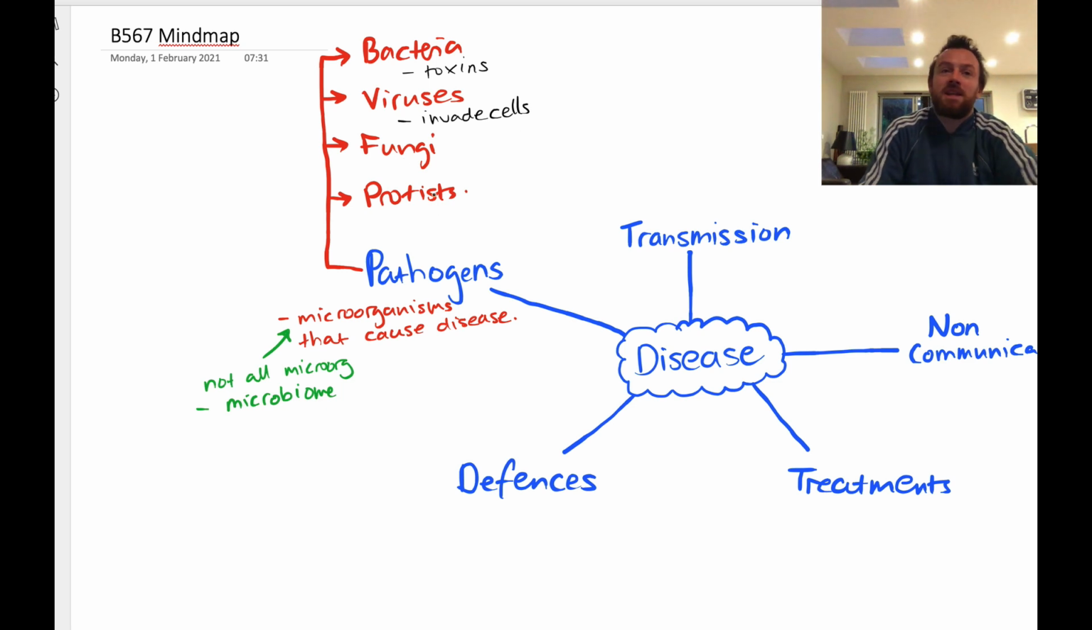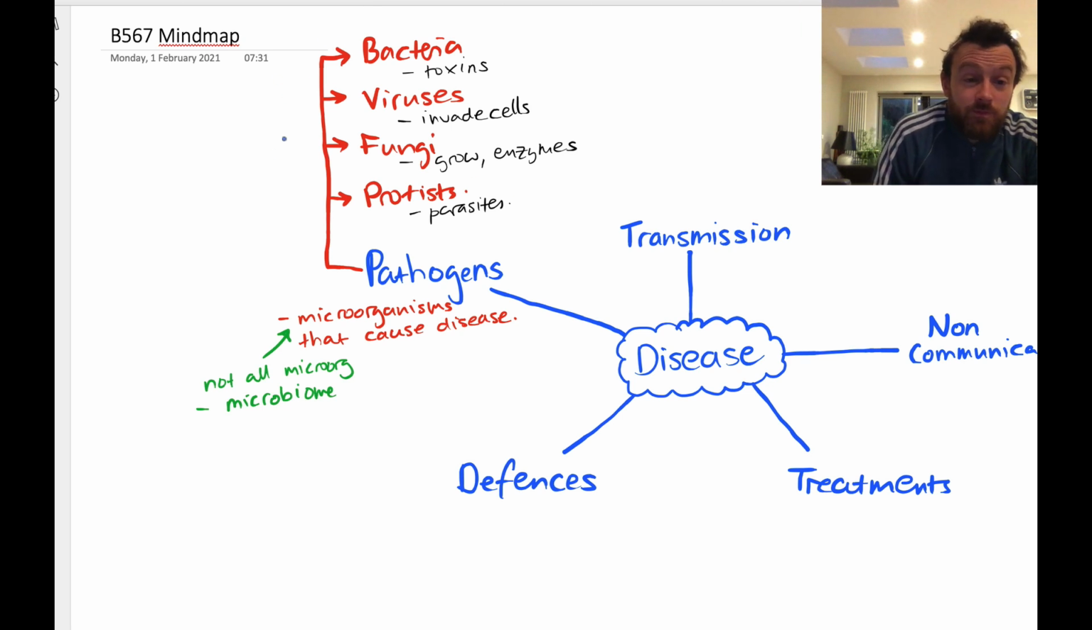Fungi kind of grow in a tissue and they release enzymes that kind of digest things, as they grow. And notice I'm not always writing in full sentences, I'm just writing keywords to jog memory. And protists have a range of different ways, but yeah, they're sort of more parasites, small parasites. So these are the actual types. Let's go over here to look at some examples.